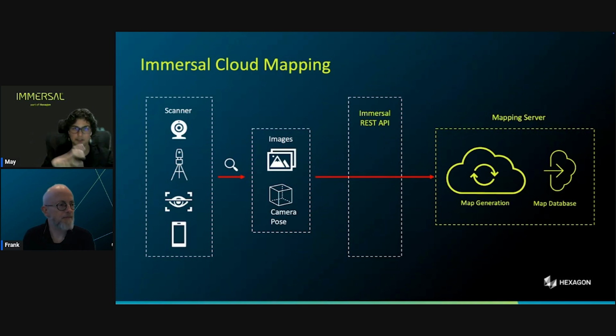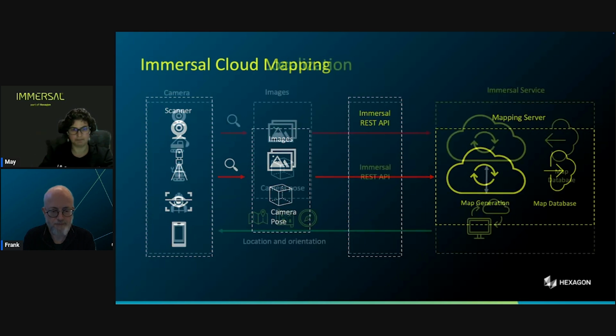Once you have captured that, we will use our Immersal REST API that's already embedded into the Immersal mapper if you're using the phone to do the mapping, or if you're using a BLK2GO, you can just go to the developer portal and upload the file from your account. And then we will use that information to generate the map and store that in our map database.